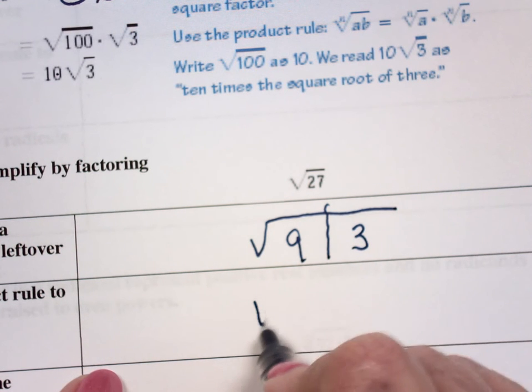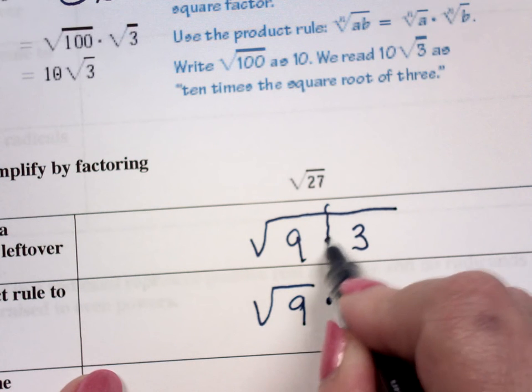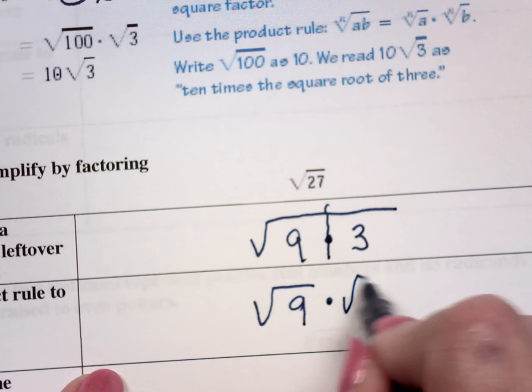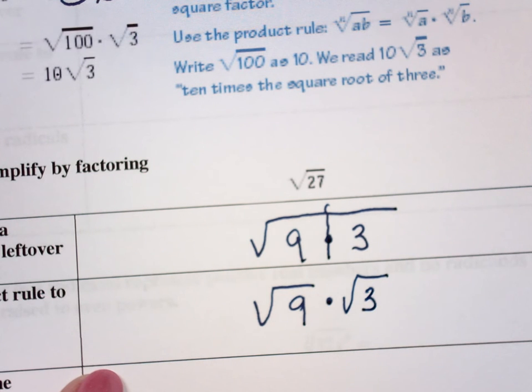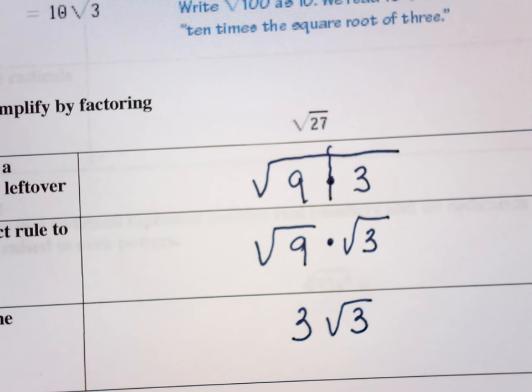I use the product rule for radicals. Since this is a multiplication, it's 9 times 3. So square root of 9 times the square root of 3. Square root of 9 is 3, and the leftover is the square root of 3. So that is simplified as much as I can.